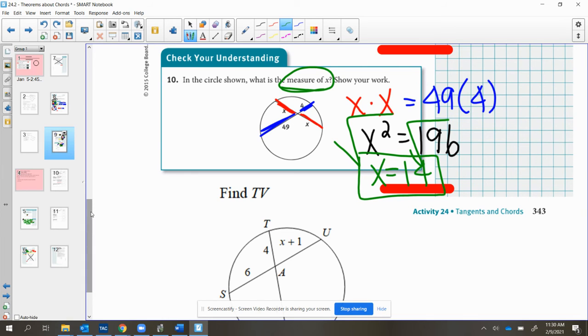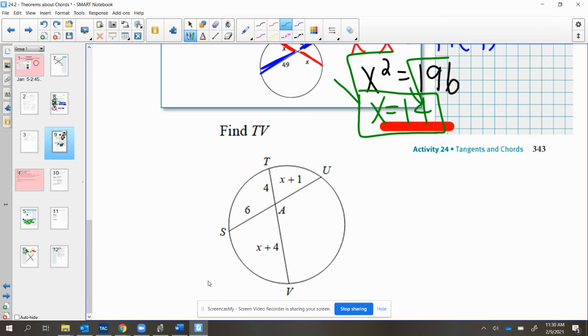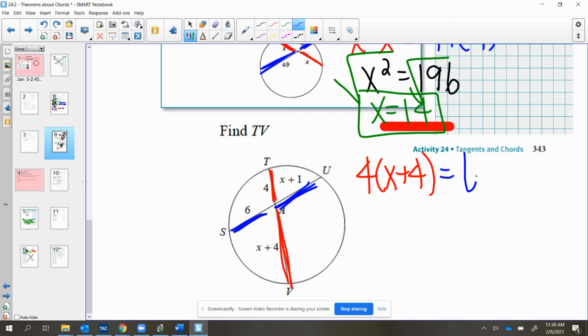Sometimes you're going to see, I know this example is not in your book, but you may want to write it down off to the side, ones that involve expressions. So notice it's not just x, it's x plus 1. So in this case, again, we're going to take small piece times small piece of one chord, so 4 times x plus 4, and we're going to set that equal to small piece times small piece of the other chord.